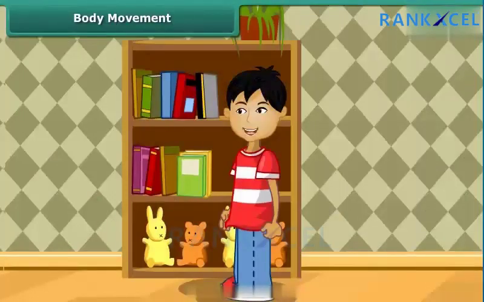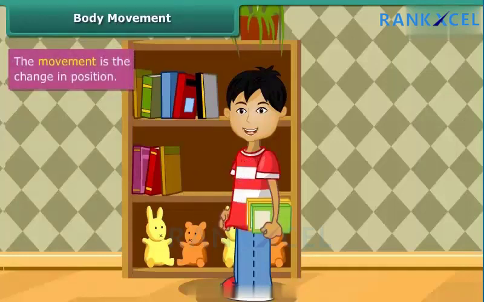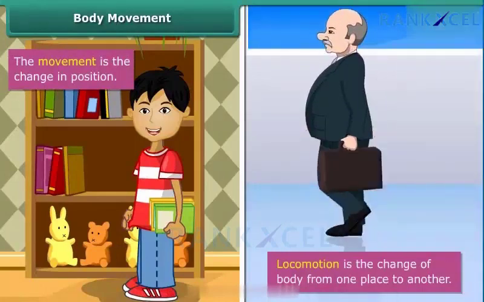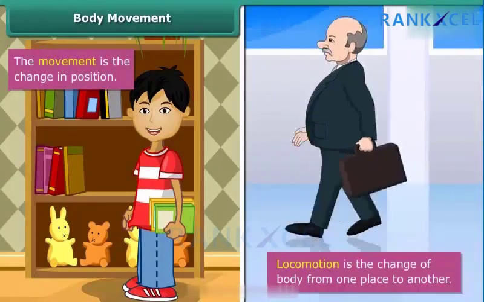Other than these movements, we can also see that we move various parts of our body. Like when we pick up a book, we move our hand. Movement is the change in position, while locomotion is the change of the body from one place to another.